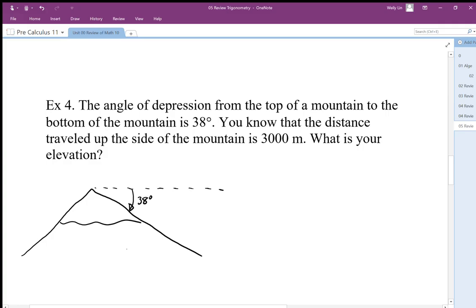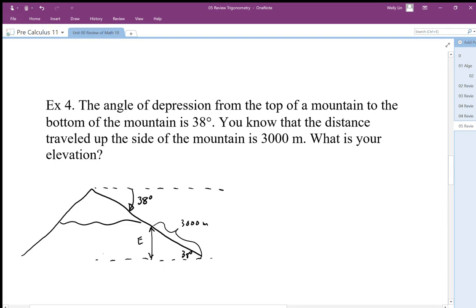If we know our parallel lines, that's actually going to be the same as the angle up the mountain. So we know the distance traveled up the side of the mountain is 3,000 meters. So that represents the hypotenuse, and I want to know how high I am, what my elevation is. I'll call it E. I'm going to transfer this angle over here due to parallel lines.